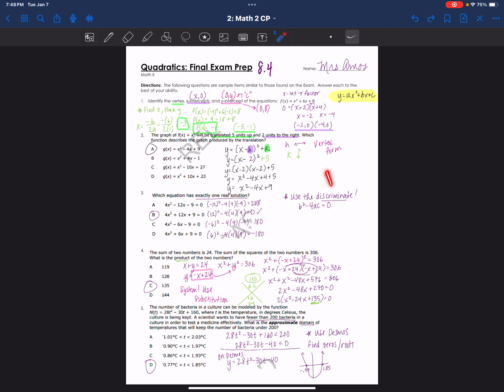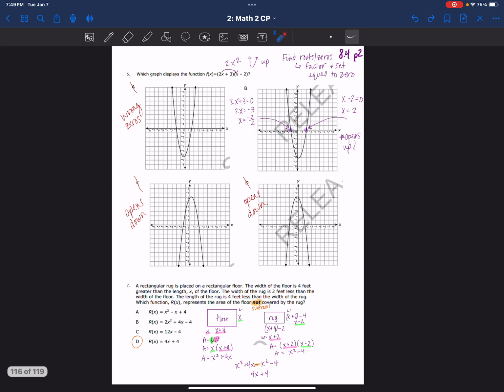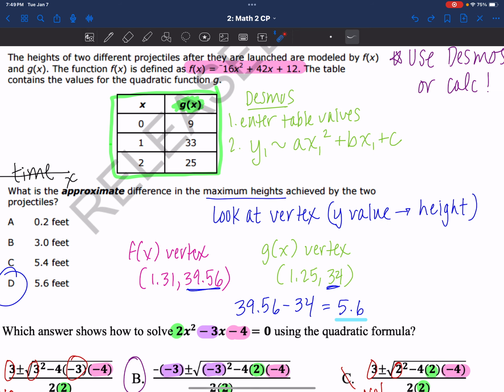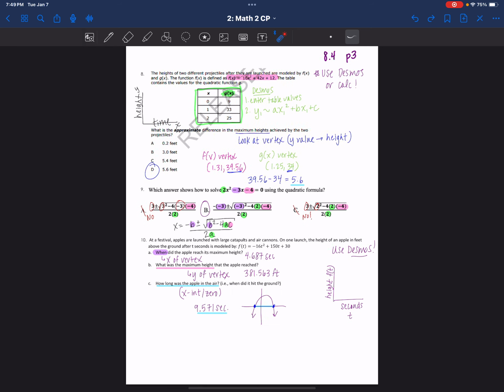Remember, I would definitely be using Desmos on this one. Just make sure you enter in your information correctly. And if it gives you any tables, make sure you do y sub 1. So you have to type in the y. Don't forget to type in the 1 plus c. Alrighty.